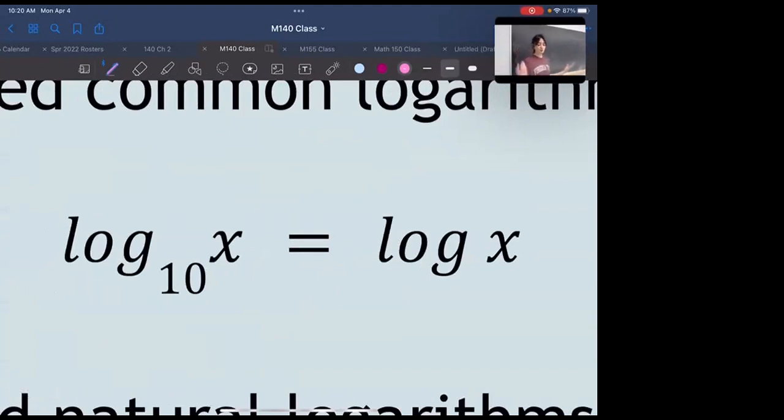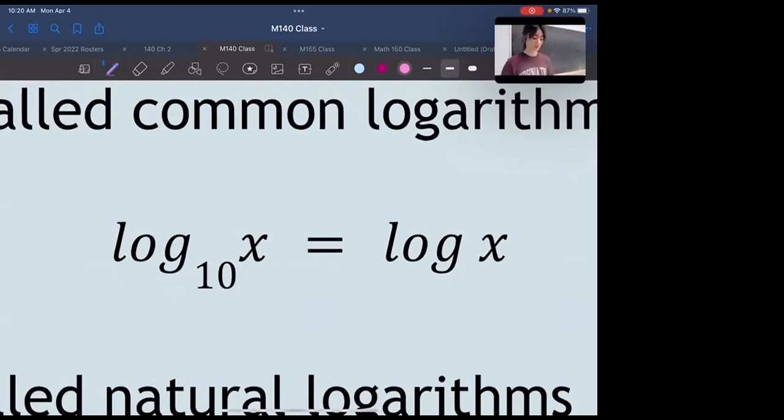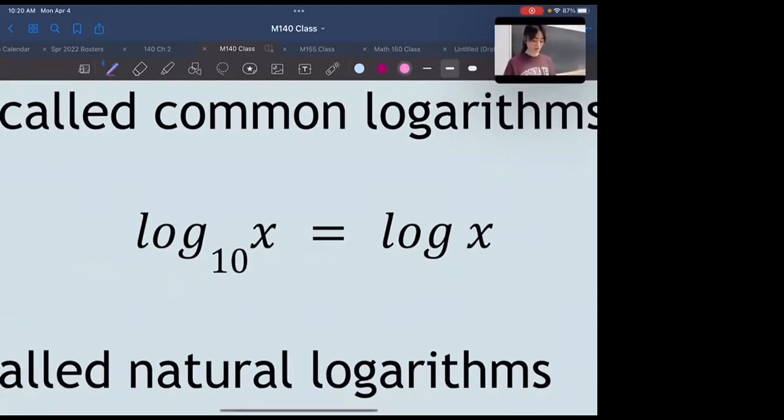The reason we do this is because log base 10 is used a lot in real life. We have what's called a base 10 number system that's commonly used. We have 10 fingers to count things, 10 toes, right? So whenever we normally count things, we usually count to 10. So that's why log base 10 of x gets simplified to log x.